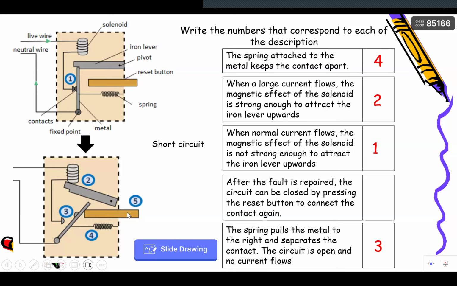Number 5 is this reset button, this yellow bar over here. After the fault is repaired, the circuit can be closed by pressing the reset button to connect the contacts again. When I press this, I'm going to push number 3 to close up, so current can flow in the circuit again. That's why it's called a reset button.